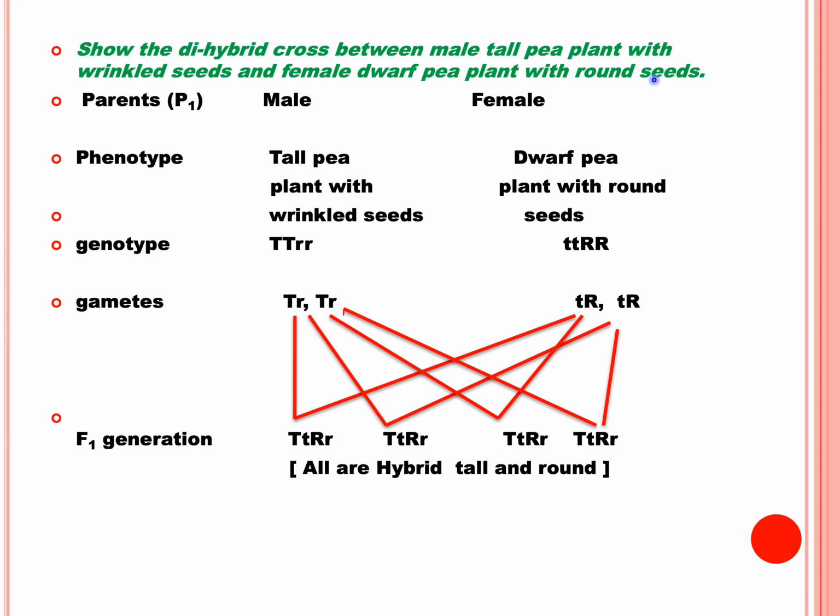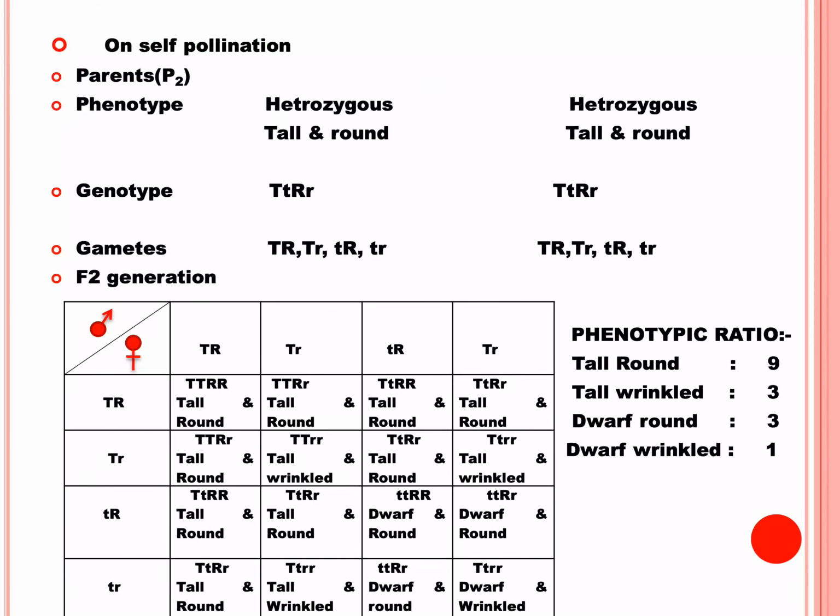in your biology notebooks. Remember, tall trait is dominant over dwarf trait and round trait is dominant over wrinkle trait. After doing this dihybrid cross in your notebooks, check your answer from these two slides of this dihybrid cross. You will see that the phenotypic ratio of this dihybrid cross in F2 generation would be 9:3:3:1.